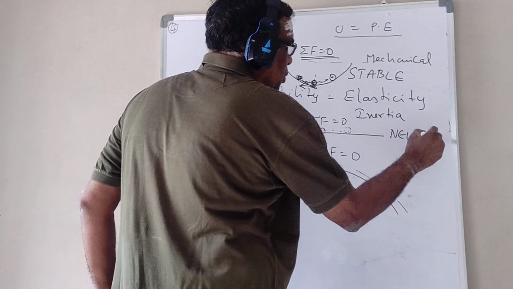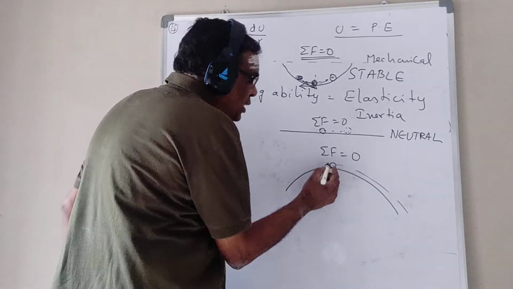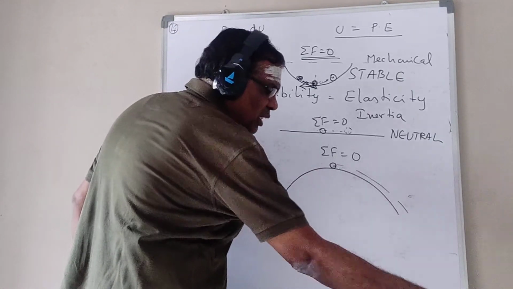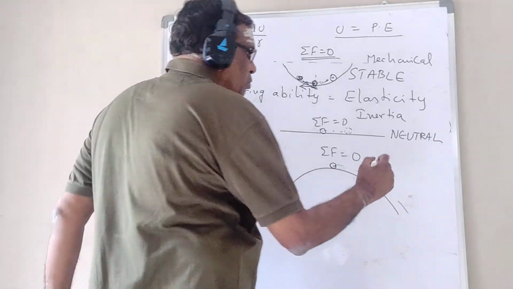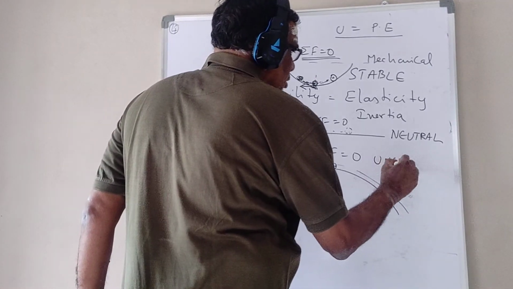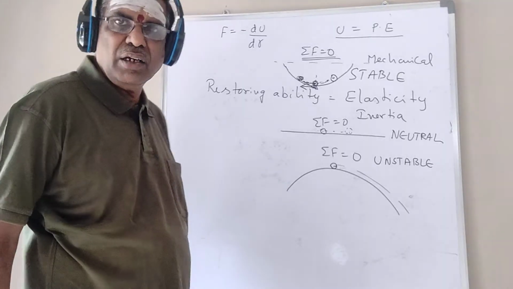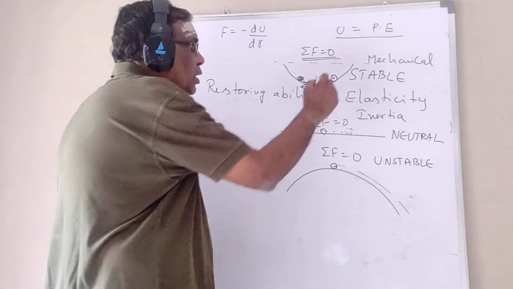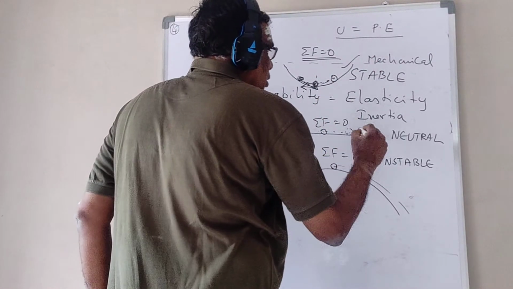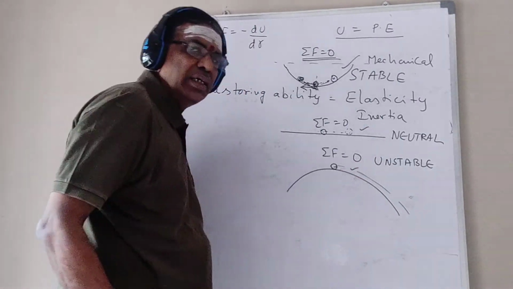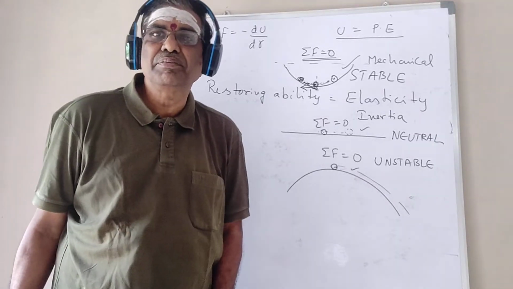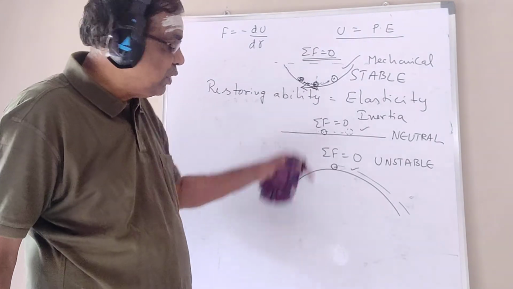This is neutral equilibrium. And this, a small push is there, it will go on and on and on forever. This is called unstable equilibrium. Stable equilibrium, neutral equilibrium, unstable equilibrium. Okay? This is very important.